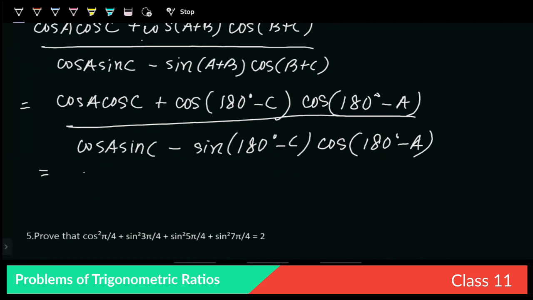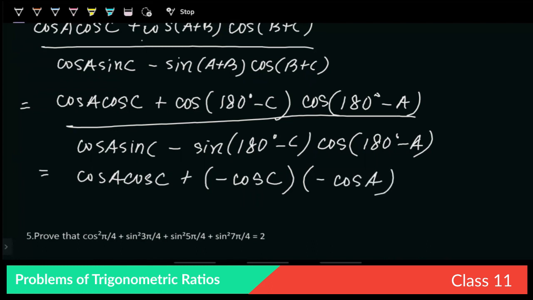Now it is cos A cos C. Okay, now see. What is cos of 180 degrees minus theta? It is minus cos theta. So here theta is actually C, so I can write this as minus cos C. Similarly this one is also the same, it will be minus cos A. So here theta is A.